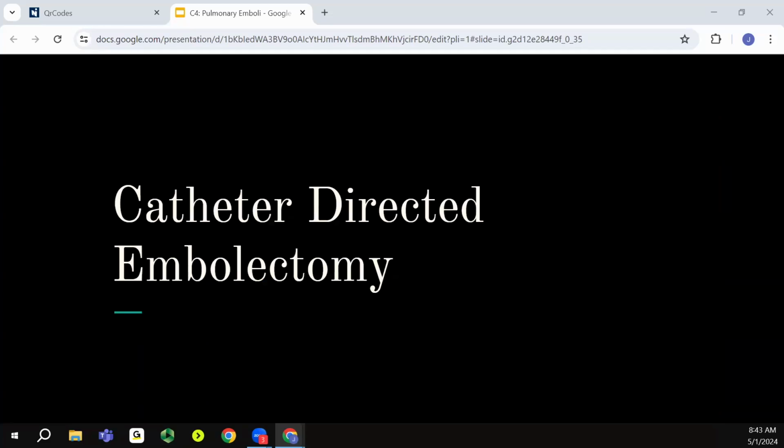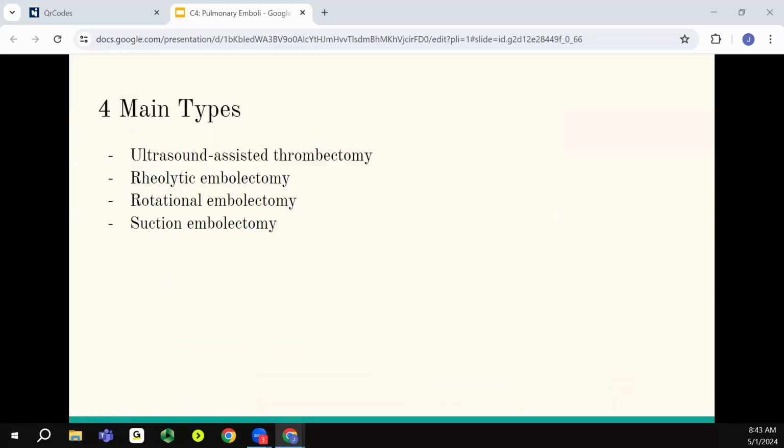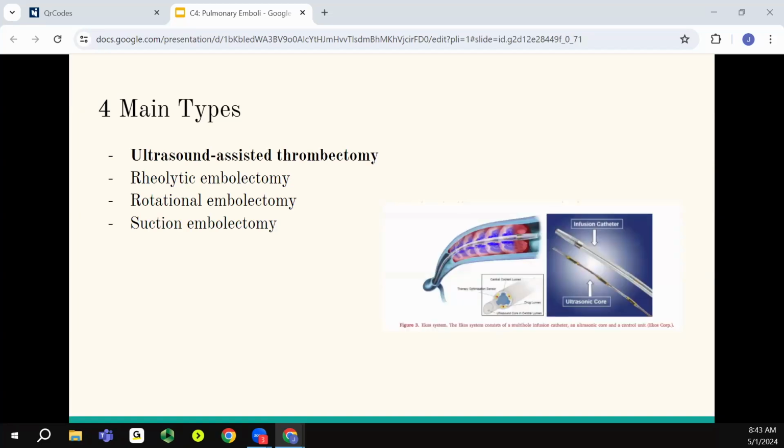And then we'll talk briefly to end out the lecture today with catheter-directed embolectomy. There are 4 main types that are utilized, and it matters very little to the non-operator. I think it matters a lot to the person in IR, but we're never going to dictate which tools they're using. But it's worth knowing what these tools are. So the first one is an ultrasound-assisted thrombectomy. The way it works is the catheter is placed through the clot, and it uses a high-frequency ultrasound to break up the clot and help the thrombolytics penetrate the clot a little bit better.